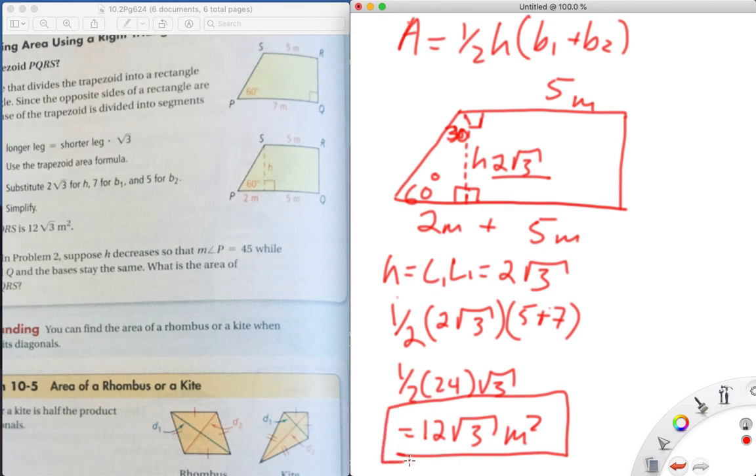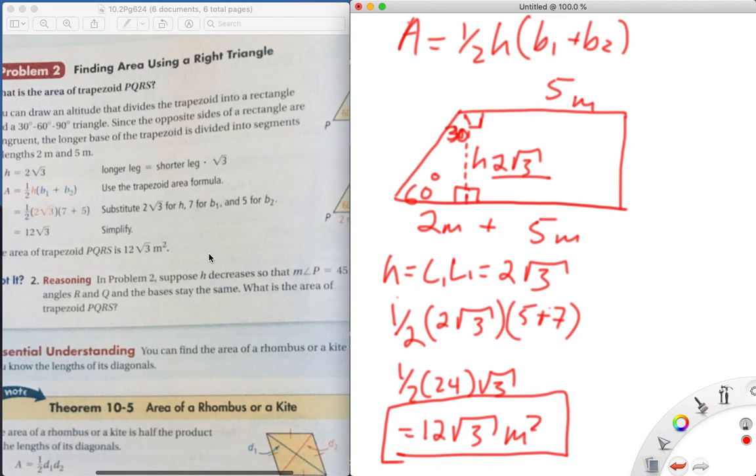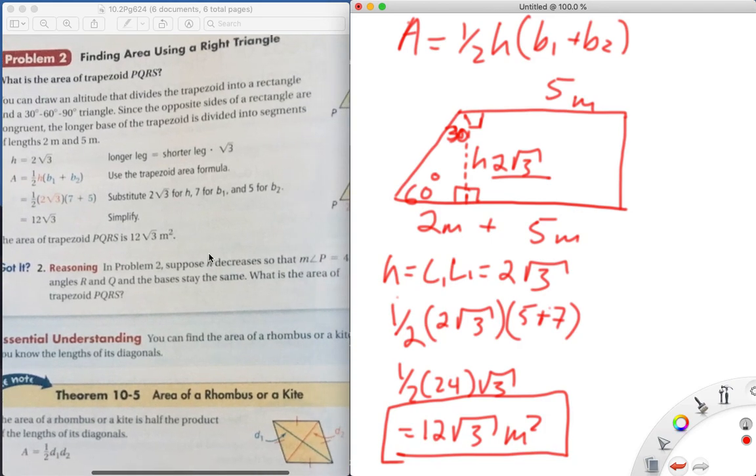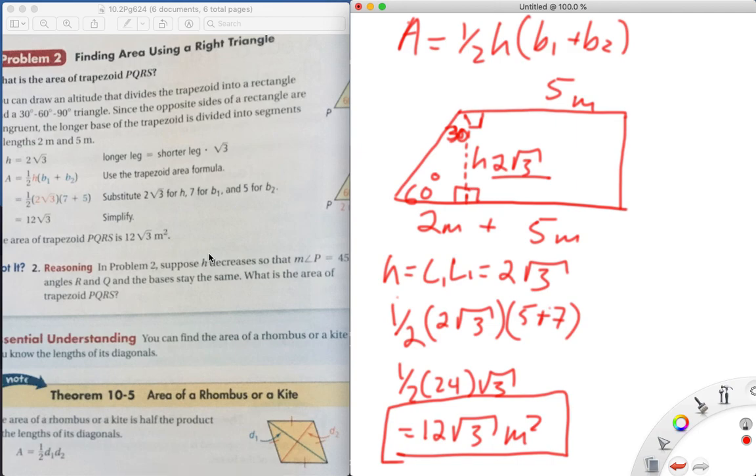Now, they ask you in your problems to keep it in the form of a radical, most likely. So if you see a square root, like you're going to see with the 30, 60, 90, or with the 45, 45, 90 triangles, you're going to see them specifically ask you to keep it in the form of a square root. Otherwise, they'll tell you to put it in decimal form. So keep that in mind.